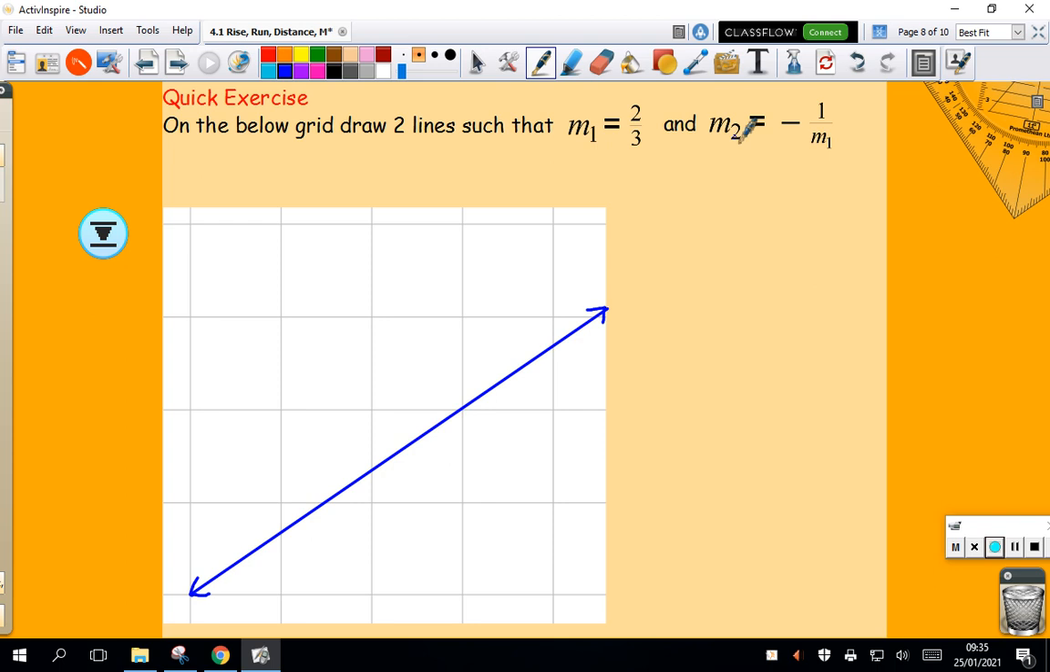And slope 2 is equal to the negative of 1 over m1. This means we call that the negative reciprocal.